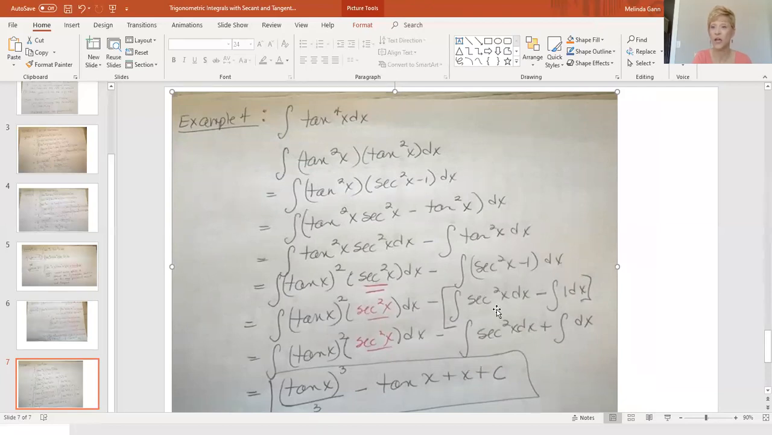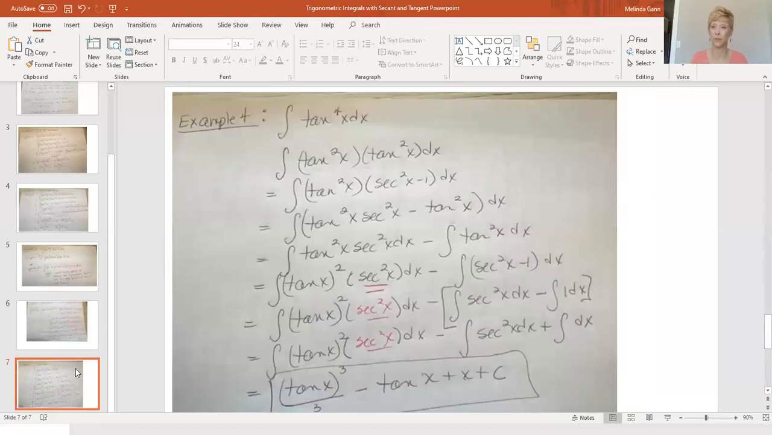Now, don't miss something that's simple. This is one you're supposed to have memorized. When you integrate secant squared, you just get tangent back. Because remember, again, the derivative of the angle is just a 1, so I've already got that. Okay? Now, minus this negative is going to make it a plus. And then, of course, when you integrate dx, you just get x back. And then you've got that plus c. Okay? So it's not hard.